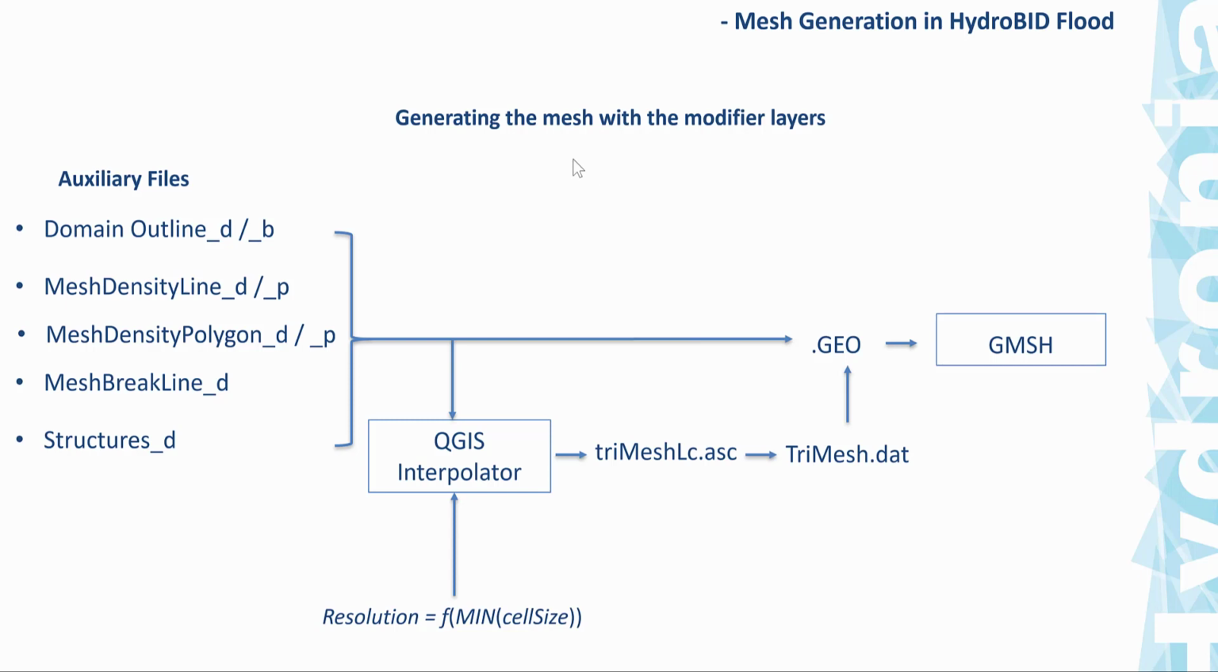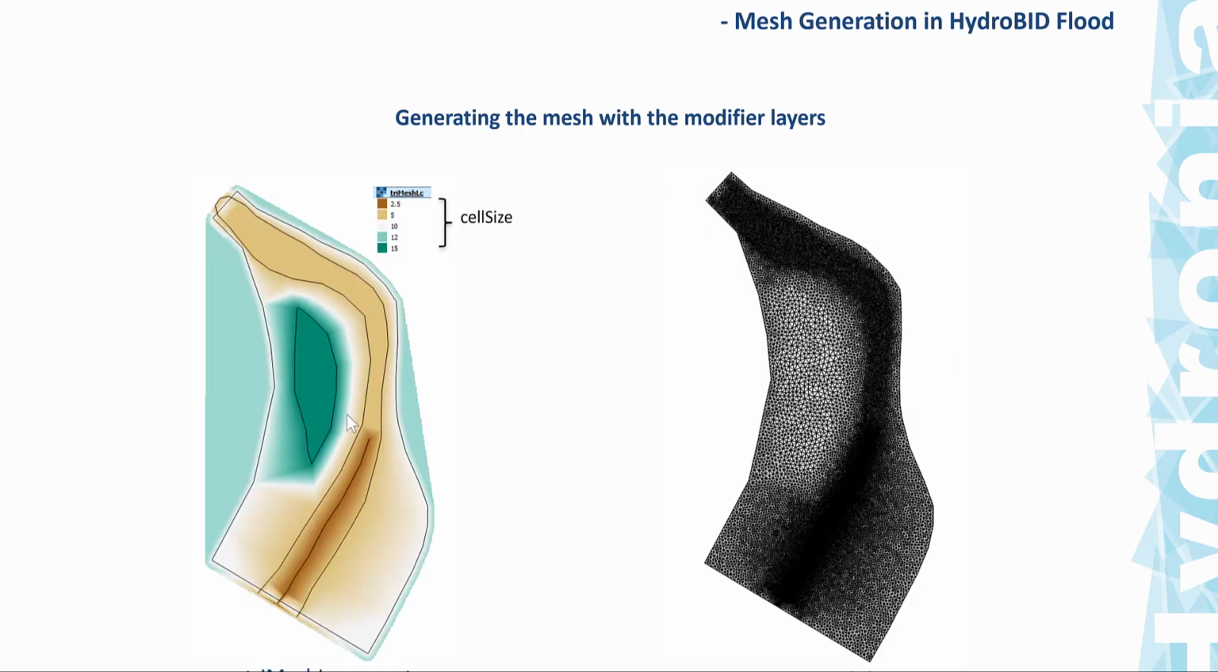So when generating the mesh with these modifier layers, the raster is written to a file that is the TriMesh LC ASC, which is an ASCII file. It's an ASCII grid file, and that in turn is converted into a TriMesh layer that can be read by the GMesh program, and that is what creates the final mesh. So this is what happens.